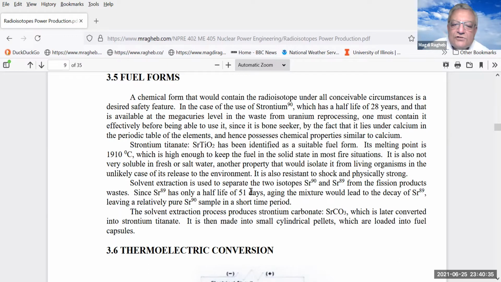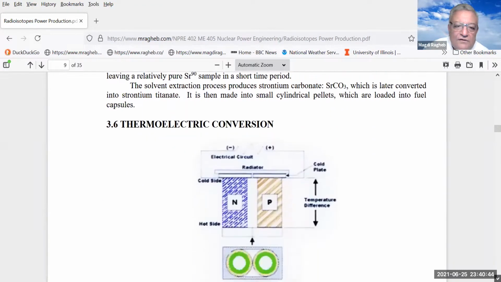Strontium-89 has a short half-life, 51 days, so it disappears very quickly, and you end up with the strontium-90. So that's why the old Soviet Union used it very simply.